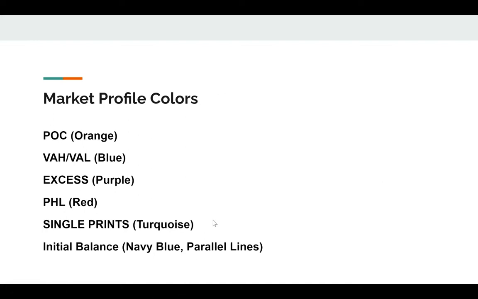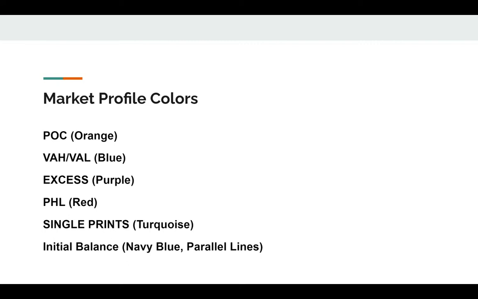All right, so the colors that we're using specifically for the market profile that I've customized for my indicator: POC is orange, VAH and VAL are going to be blue, XS is going to be a purple horizontal bar, PHL is going to be red. So it doesn't matter if it's a high or a low, it's going to be a little small red bar at the very top of the market profile.